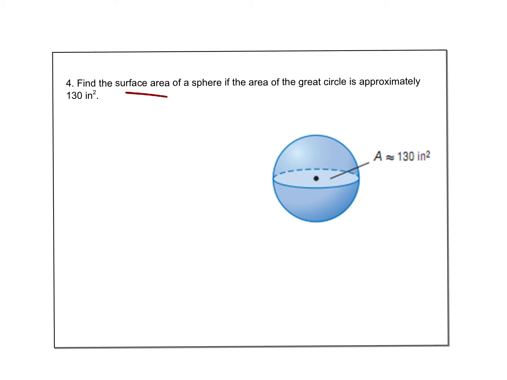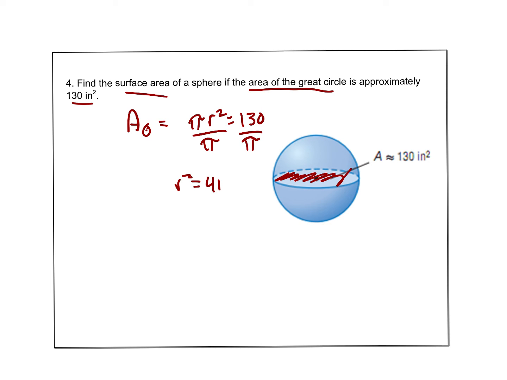Find the surface area of a sphere if the area of the great circle is approximately 130. The area, we're talking about this area right here, so it would be pi r squared equals 130. And then we're trying to work back to our radius. Remember the area of a circle is just pi r squared. So I want to divide by pi. So radius squared would be about 41.38. Then you take your square root, and your radius should be about 6.43.